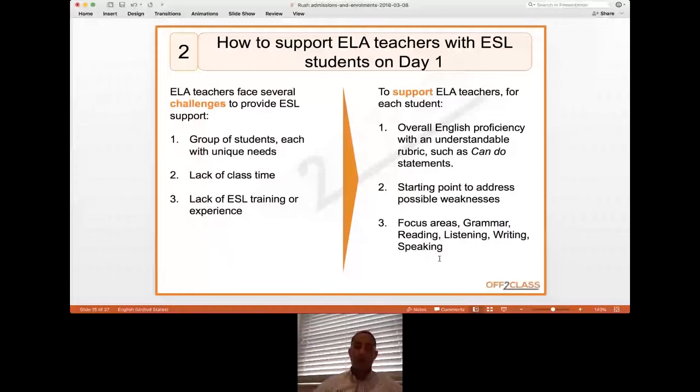And then, of course, where should we focus? What skills does this student need the most help in? Is it grammar, reading, listening, writing, speaking, or a mix of all of those?